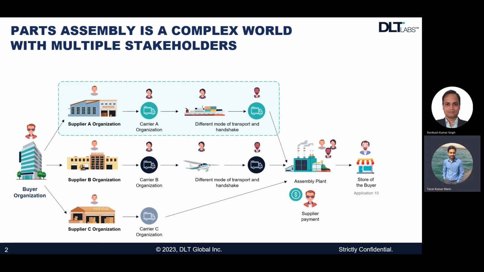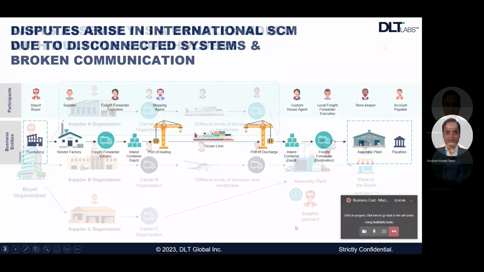In our previous business cast, we talked about the business case of procure to pay, where we looked at various business processes ranging from supplier A organization, supplier B organization, as well as supplier C organization. In today's session, we will do a deep dive with the same process of procure to pay, but various challenges being faced by different business entities while the material is being shipped from one country to another country. Over to you, Ravikash. Thanks, Tarun.